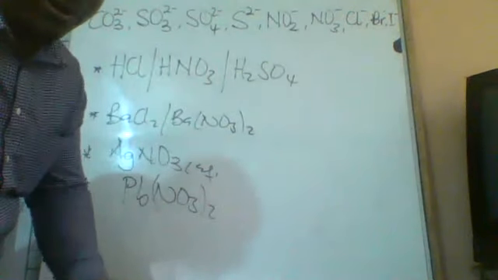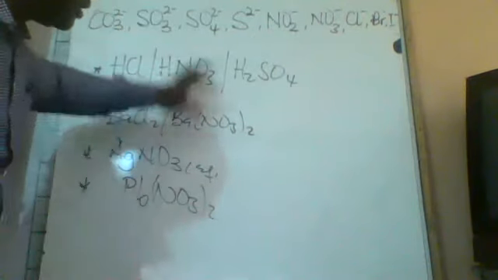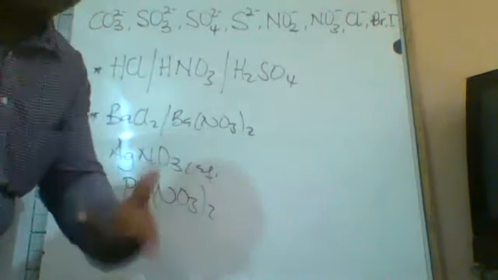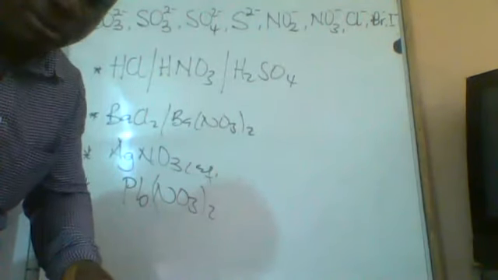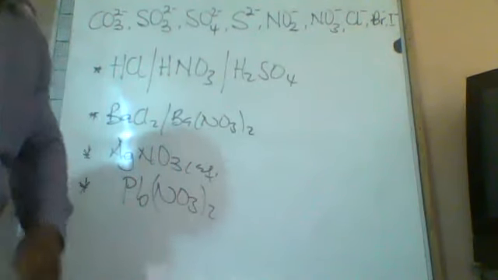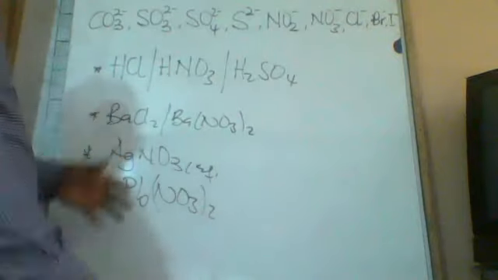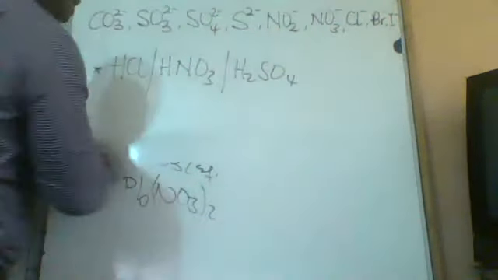So the reagents used in testing for anions are very clear. If you are using these reagents and you are recording cations, then it is a sign that you don't know what you are doing. These reagents are used for testing anions. So I'm going to use the HCl or the HNO3 on all of them to see what will happen.